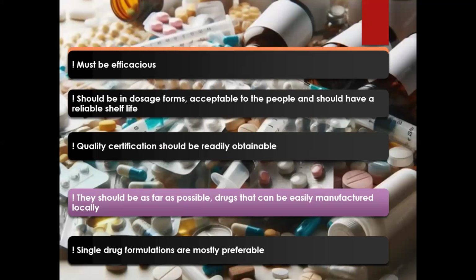Another criteria is quality certification should be readily obtainable. This criteria helps us understand the importance of having a consistent quality assurance system so that the drugs that are being produced are safe and efficacious. So that when people buy this drug, they consume it, it solves their problem, they would trust the healthcare system.